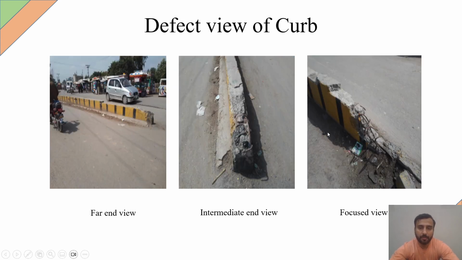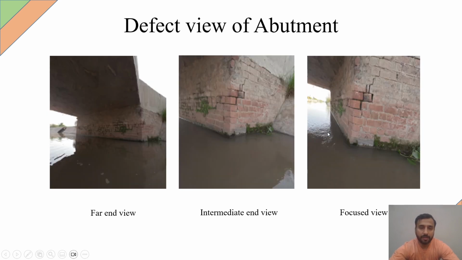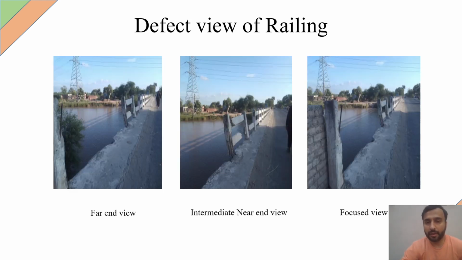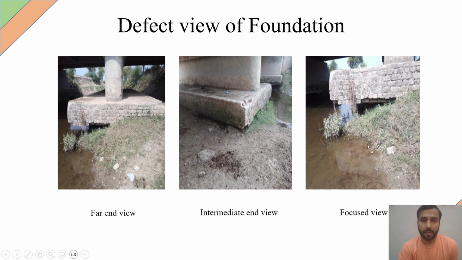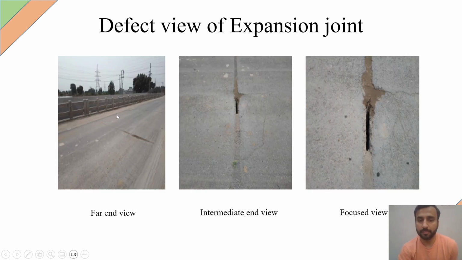Here are more examples related to barriers, the crack in the abutment, and this is about the railing. This is about the wing wall, where a fall of bricks has occurred. This is about the scouring under the foundation slab. This is about the expansion joint.